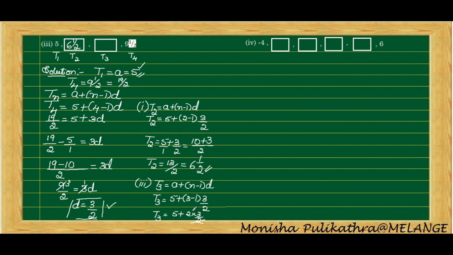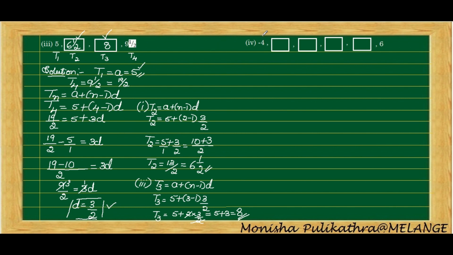Here the 2 cancels each other. So the remaining will be 5 plus 3, and 5 plus 3 is 8. So this is the value for the third term. So the third term is 8. We got the 2 missing boxes. So T2 is equal to 6 and a half and T3 is equal to 8. Okay, let us move on to the fourth question.